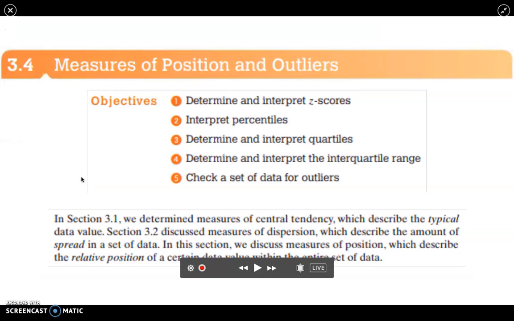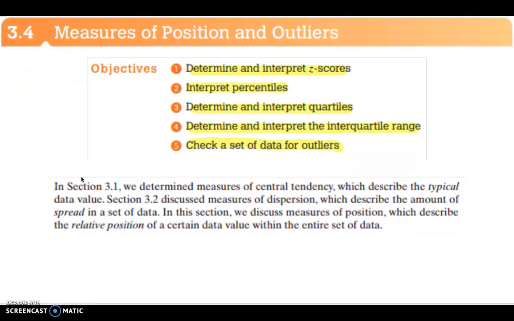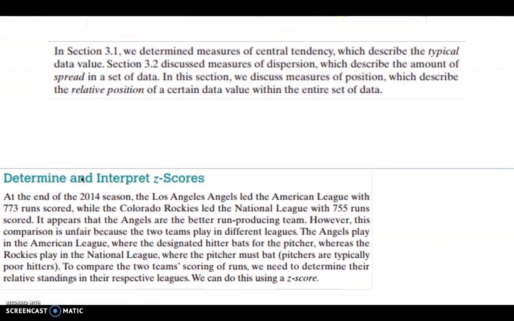Okay, in this video we're going to be looking at measures of position and outliers. We're going to introduce and determine the idea of what's called a z-score. We're going to look at percentiles, determine and interpret what are called quartiles, the interquartile range, and then outliers. It's quite a few things to get through in this lesson, but we'll be using several of these things, especially the z-scores, frequently throughout the rest of this course.